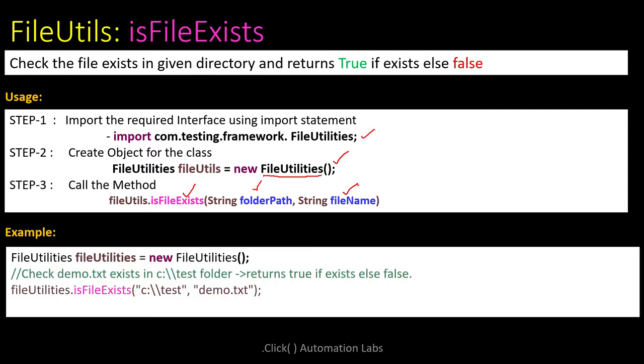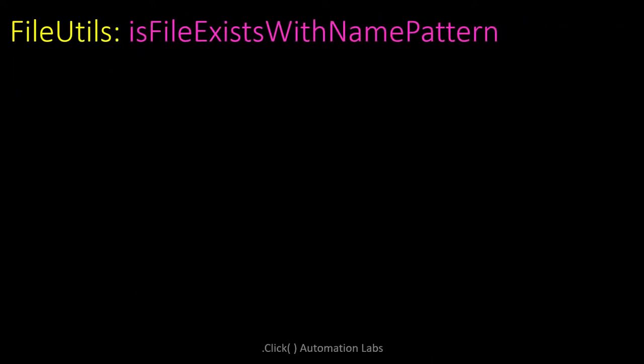So let's see one example over here. As I said, this is the object name and this is my method name, and I'm saying test is my folder to search and searching for a file called demo.txt. Now this method will search in the C directory test folder and check for this particular file's existence. If it exists, then this will return you true. If not, then it returns false. So this is about the isFileExist method. Let's look at the next method.